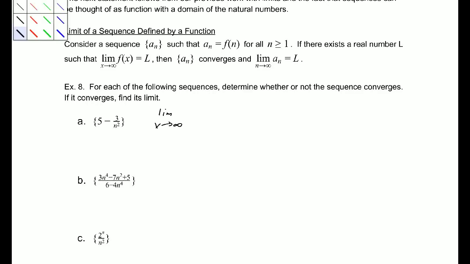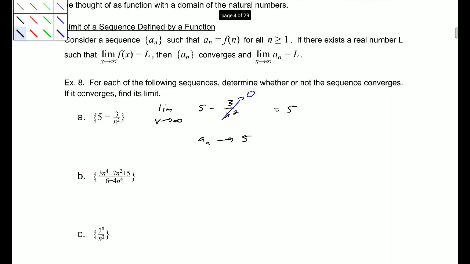The limit as x goes to infinity of 5 minus 3 over x squared. If we had this function, then this second term will go to 0, and the limit is 5. Which means that a_n converges to 5. So I can take that function idea, use it, and then backtrack to a limit.